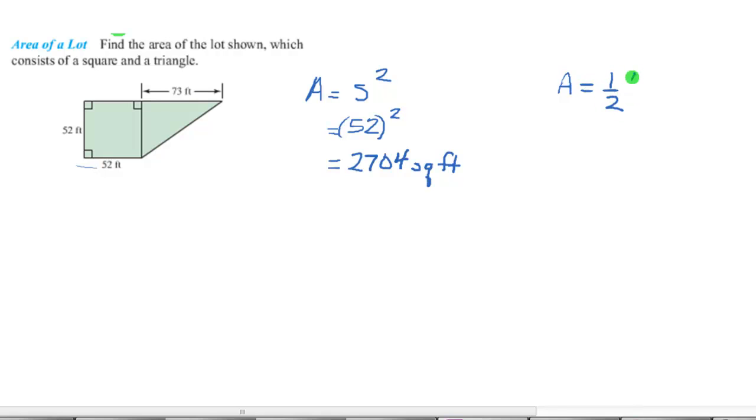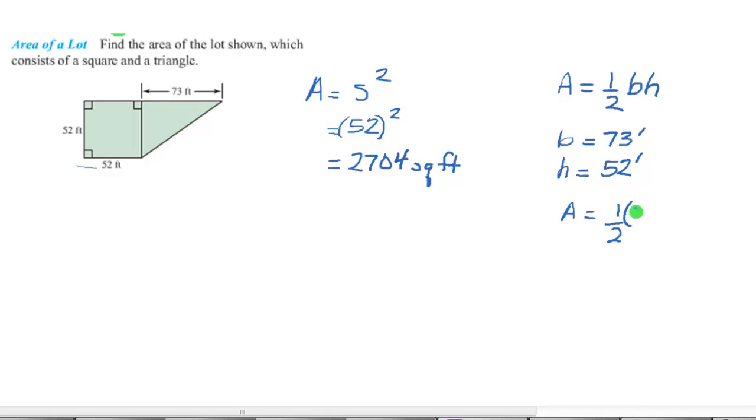Now, as we said before, the area of the triangle is 1/2 the base times the height. The base is easy to see here, it's our 73 feet. And the height is actually going to be one side of the square. You see right here? So the height of this triangle is 52 feet. Okay, so we're going to substitute that into our area formula.